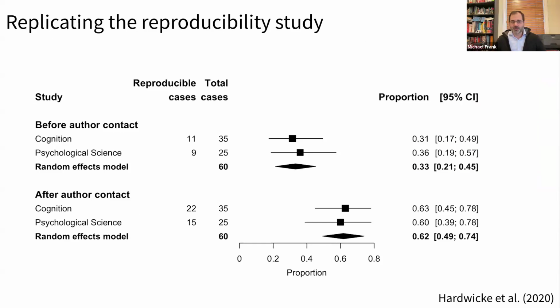And we found that this was true not just for cognition, but also for psychological science. We downloaded papers with the open data badge and replicated this reproducibility study, again, led by Tom Hardwick.